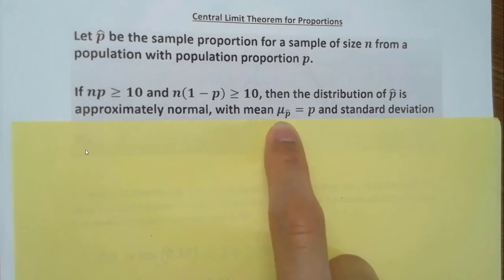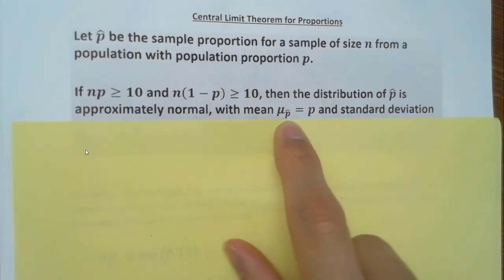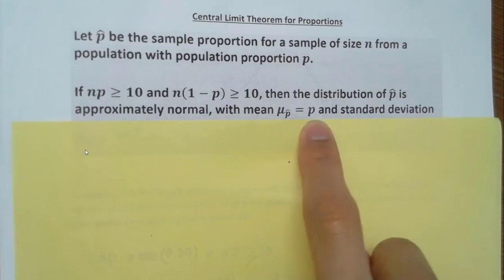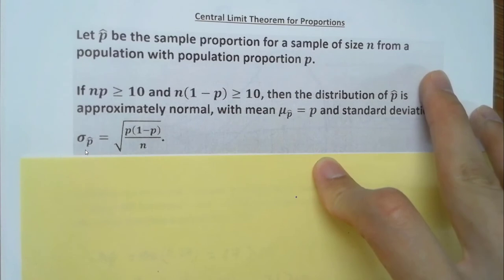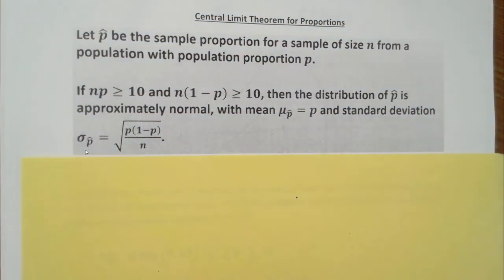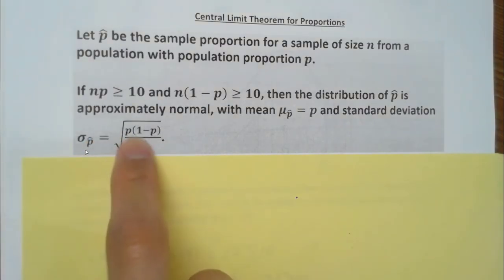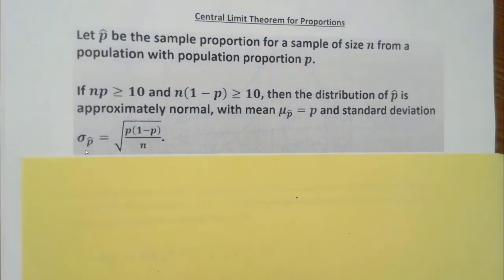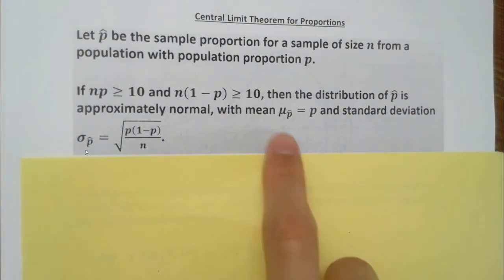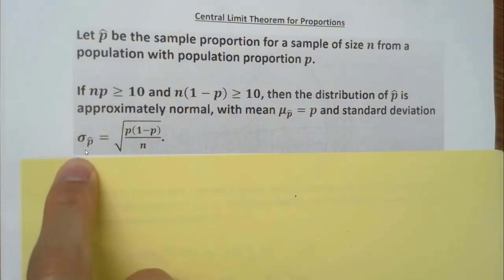And the mean of all the sample proportions approaches the population proportion, but the standard deviation is not the same as the standard deviation of the proportion. We have a slight adjustment for the standard deviation formula of the sample proportion, which is the square root of p times 1 minus p over n. Remember, only the mean is the unbiased estimator. The standard deviation is not.